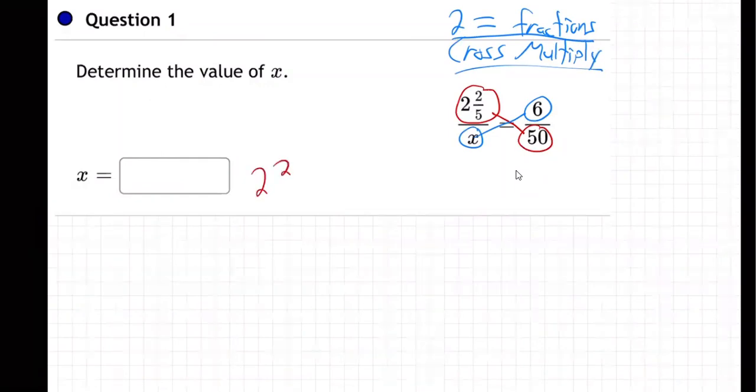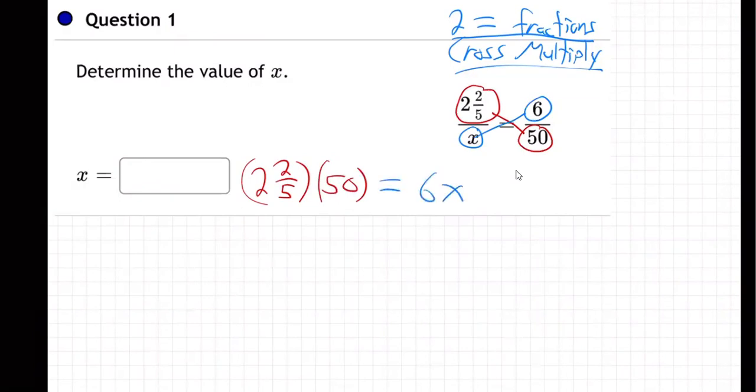We have 2 2/5 times 50 equals 6 times x. It doesn't matter which one you put on the left or the right. You could put the 6x over here and the 2 2/5 times 50 over there. It's fine. Either way, it's all good. Just put one of them on the left, one of them on the right. Diagonal, diagonal, cross multiply.